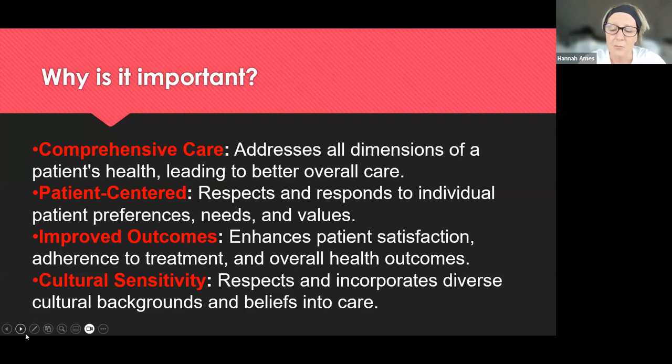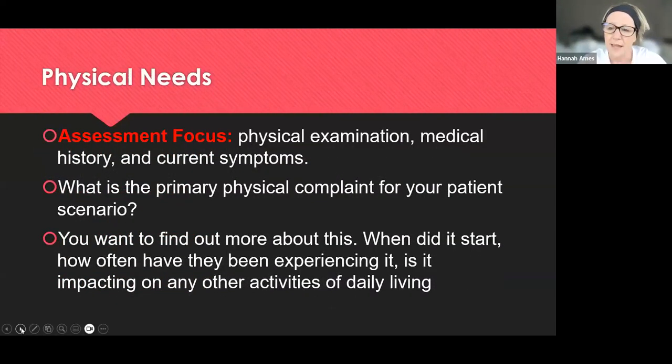It does actually lead to improved outcomes, and when we're working collaboratively with patients, then there are better outcomes in terms of treatment and overall health outcomes. Also it ensures we're picking up important things such as cultural sensitivity, so respecting and incorporating diverse cultural backgrounds and beliefs into our care as well. So like I said, with the NMC OSCE, you won't have a huge amount of time, but you need to address all 4 areas of the holistic assessment.